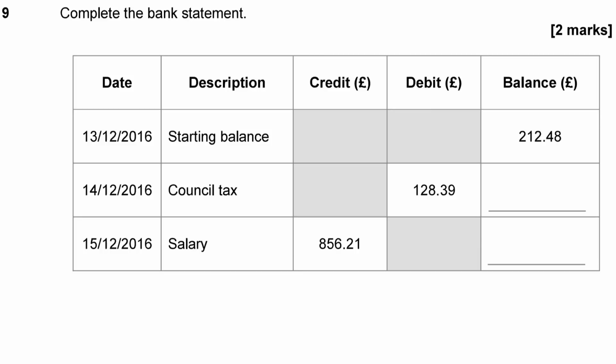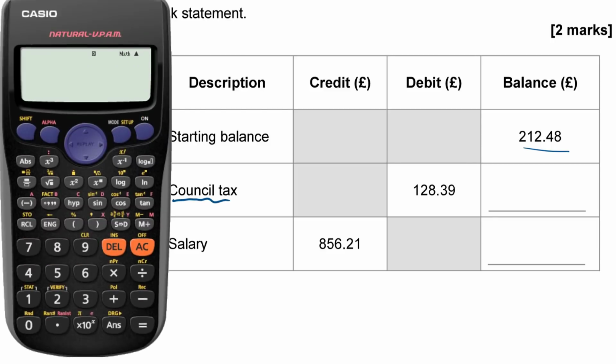Question 9. Complete the bank statement. Now I don't know if you've got your own bank account, but if you do, you'll know that credits are amounts paid into your bank account and debits are money going out again, although probably you don't have a lot of experience yet of paying things like council tax. Lucky you. But anyway, so let's assume that you started with a starting balance of £212.48, like we've demonstrated here. A debit of £128.39 is that money coming out of your account.